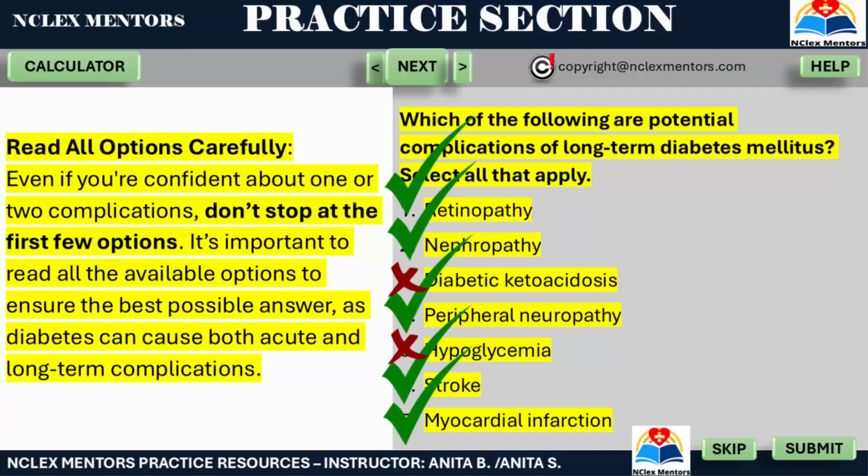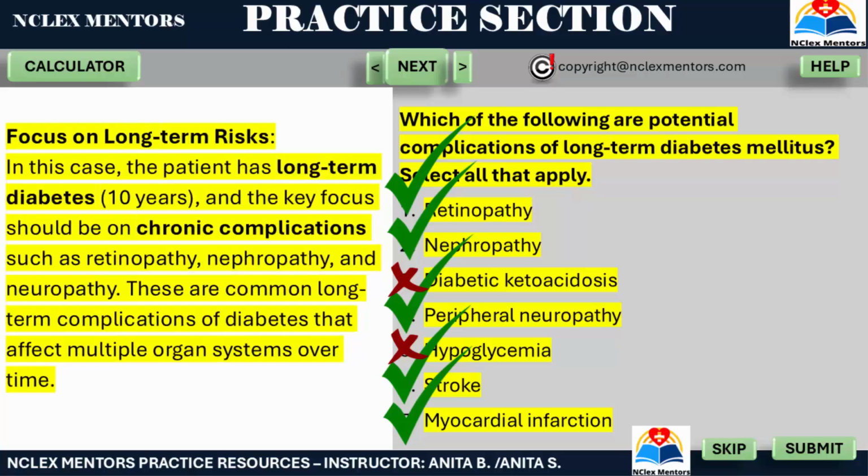Read all options carefully. Even if you're confident about 1 or 2 complications, don't stop at the first few options. It's important to read all the available options to ensure the best possible answer, as diabetes can cause both acute and long-term complications. Focus on long-term risks. In this case, the patient has long-term diabetes, 10 years, and the key focus should be on chronic complications such as retinopathy, nephropathy, and neuropathy. These are common long-term complications of diabetes that affect multiple organ systems over time.